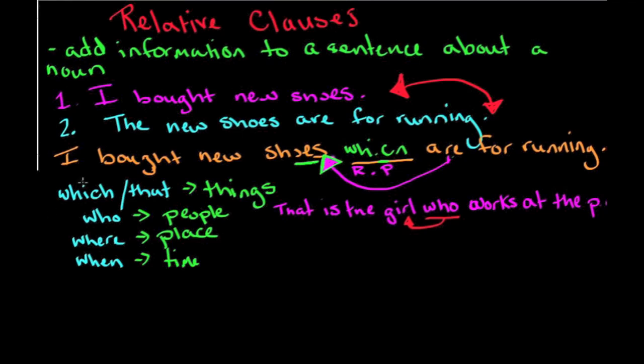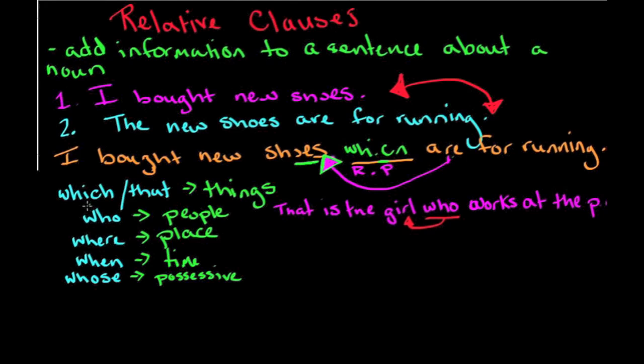So these are the main relative pronouns. We also have one possessive that we use, which is whose. That's our possessive relative pronoun. So, in general, we use them to connect two different ideas in sentences.